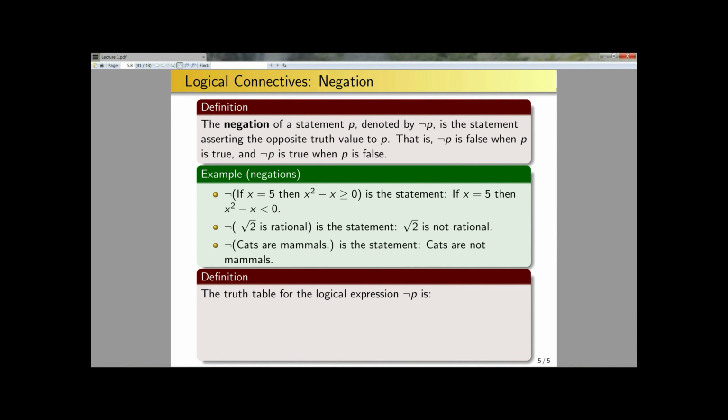Okay, so finally, the truth table for the negation operator will simply be this truth table here. If P is true, not P is false, and if P is false, not P is true.